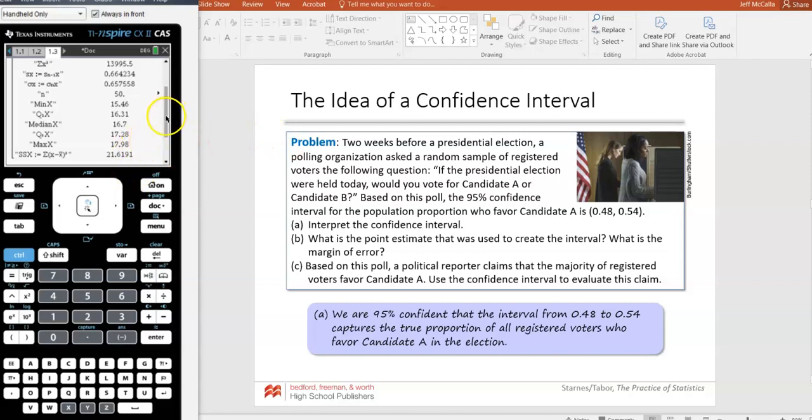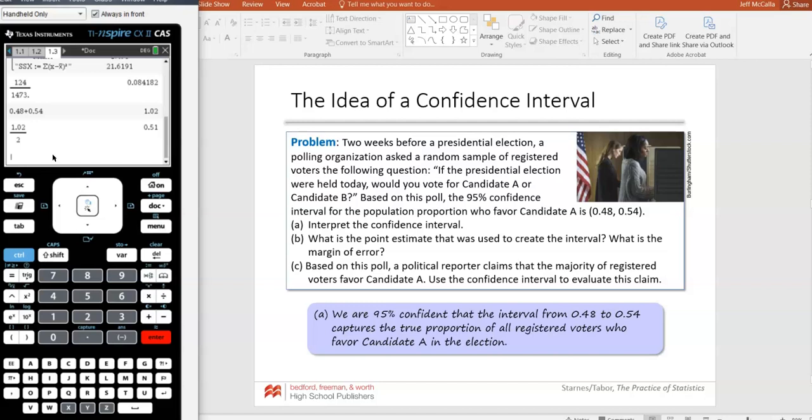So the point estimate would be, let's take those two numbers, 0.48 plus 0.54, and divide that by 2. So 0.51. So 0.51 is in the middle. I average those two numbers, add them up, divide by 2. So 51% is our point estimate there for p.